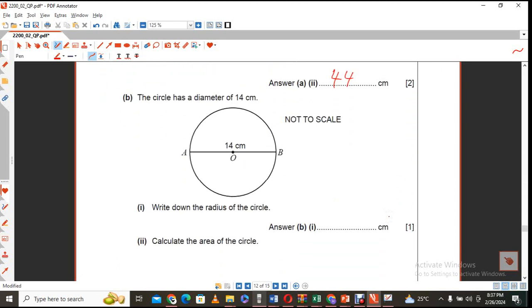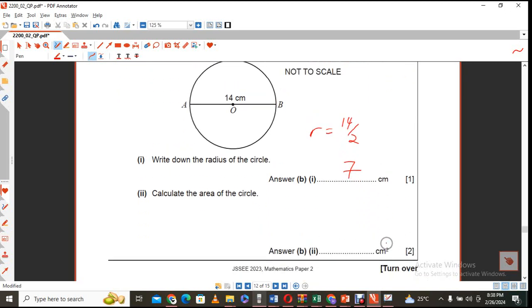Part B, it says the diameter of the circle here is 14. The radius will be half of 14, which is 7 centimeters. For the area of the circle, you are going to use the value of pi. The formula is pi times r squared, so pi times 7 squared. Here they didn't say you're supposed to use 22/7, so I would not suggest that you use that.